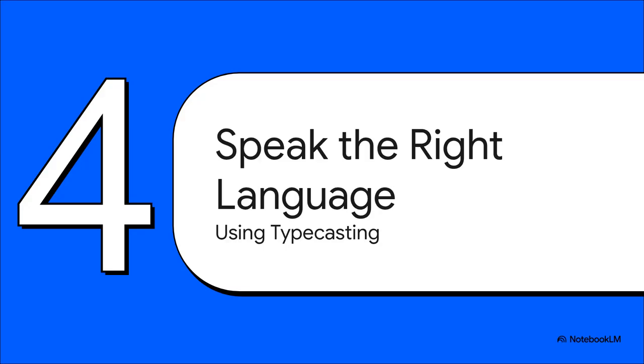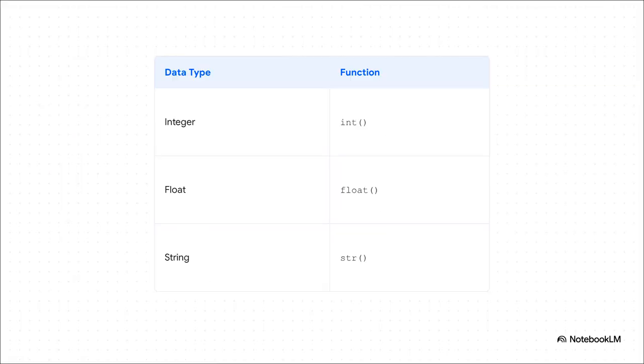So, how do we fix this whole mess? We have to translate our input. We have to turn it from a word into a number so that the computer understands what we mean. We have to speak its language. And this process of changing a variable's type is called typecasting. Luckily, Python gives us some really simple functions to do this. If we need a whole number, we use int parentheses. If we need a number that has a decimal point, like if we're dealing with money, we use float parentheses. Think of these as our personal translators.